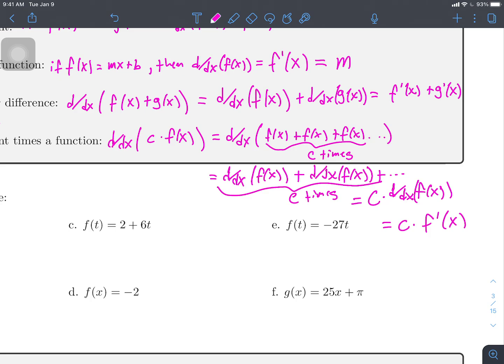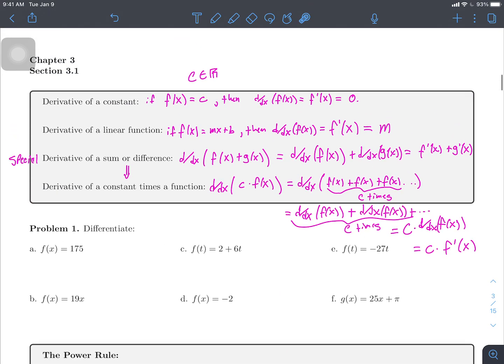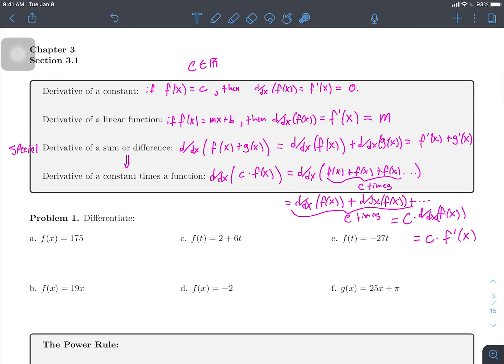So what is this all to say? This is just to say if you do the derivative of a constant times a function, you can just pull the constant out front, okay? It just hangs out while we do the derivative of whatever the function is. Okay, so we learned our first 4 derivative rules.